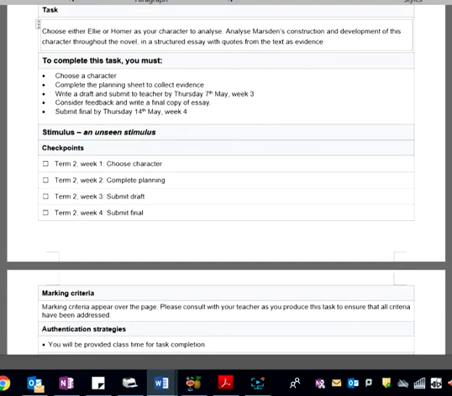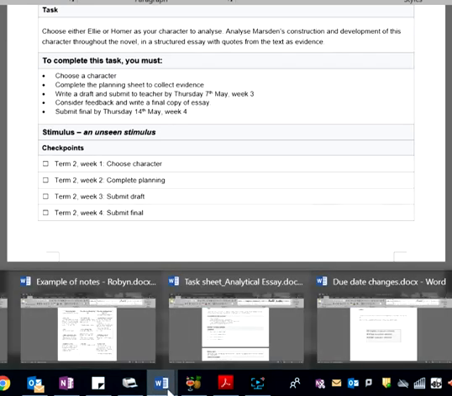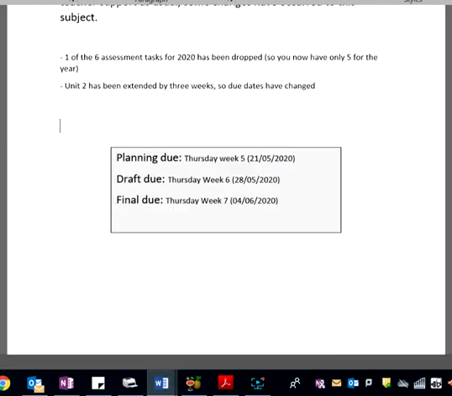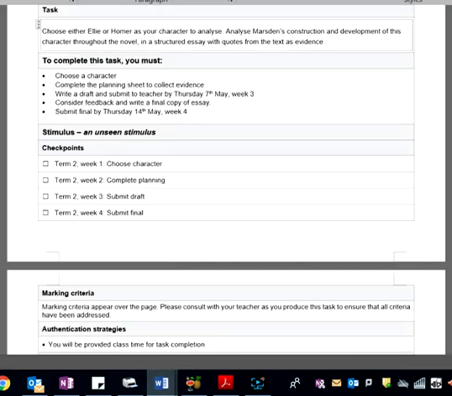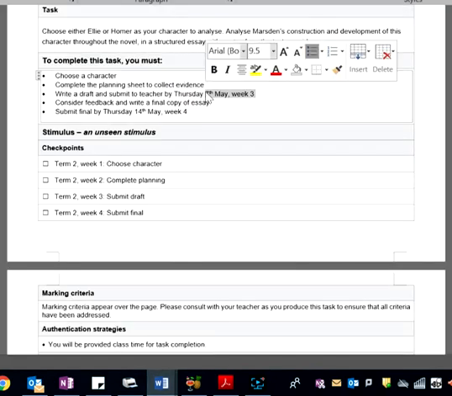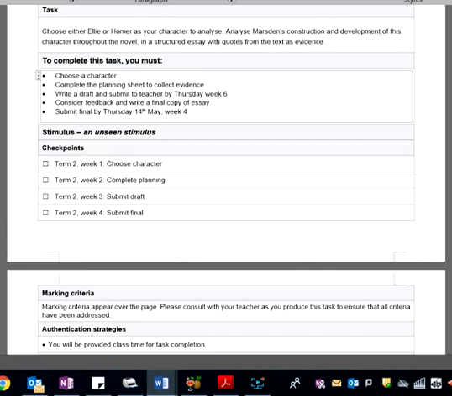So you must have the planning sheet done, and I've just realized, sorry, that these weeks are incorrect, and I'm going to change them right now, but on your task sheet you should have the changed one. So obviously your draft is now going to be due in week 6, and your final is due in week 7. My mistake, I just hadn't changed that already.